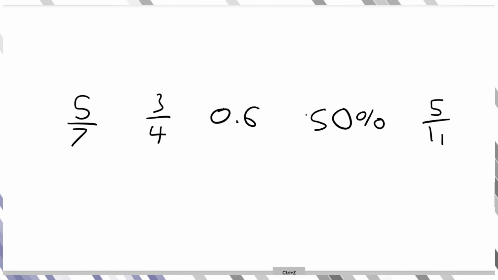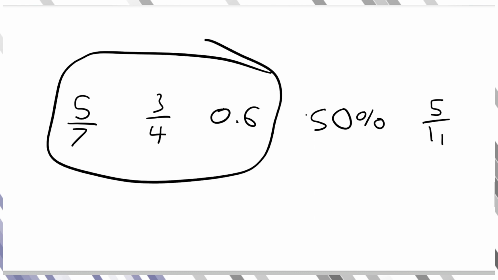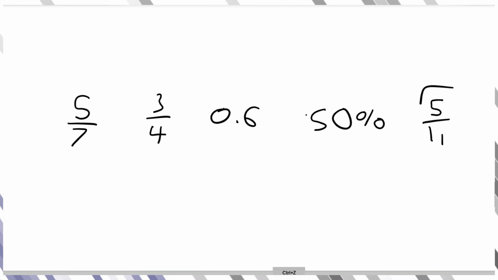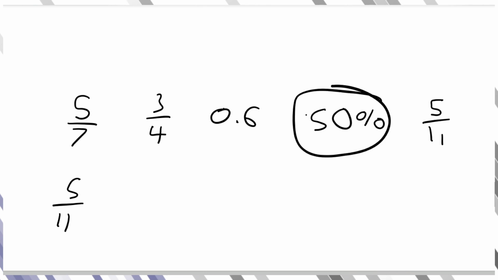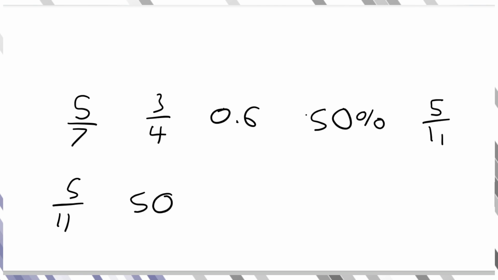3/4 is more than a half. 0.6 is more than a half. 50% is a half, and 5/11 is less than a half. So these three are more than a half. This is a half, and 5 is less than half of 11. So that means that 5/11 straight away we know is the smallest. Let's put that down there, 5/11. 50% is going to be next because that is a half, and all the rest are bigger than a half.